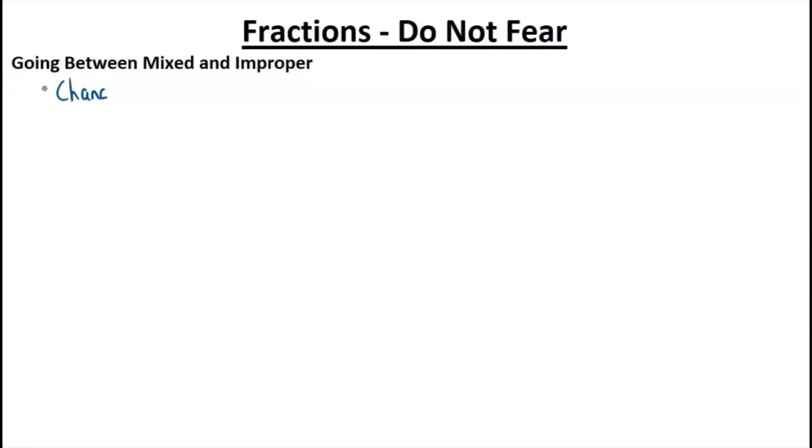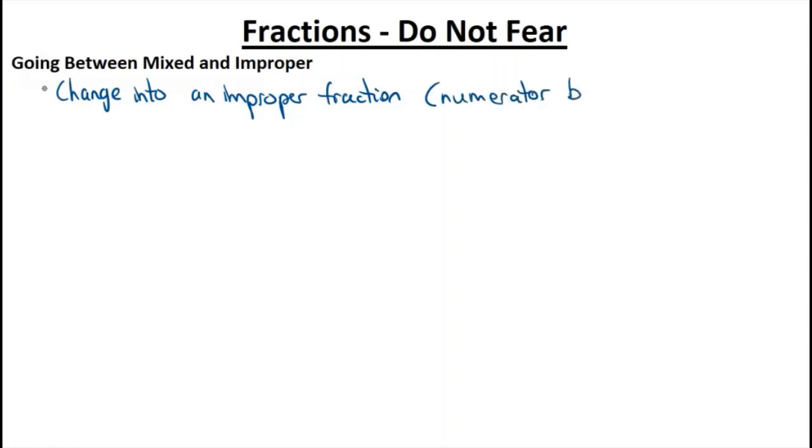So this next question is going to say change into an improper fraction. An improper fraction is just a fraction that is greater than 1, so that the numerator is bigger than the denominator. The numerator is bigger than the denominator.